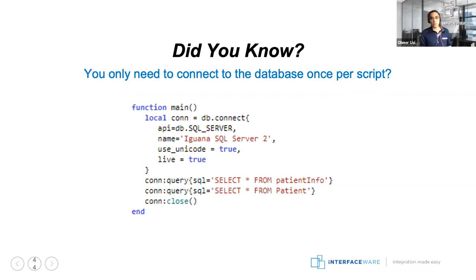Here, I have my script. Each time the translator executes, I connect to my database, do a couple of database queries, and then I close the connection. This is fine if you're not receiving a lot of messages, but when hundreds of messages are coming in every second, this implementation is too slow.